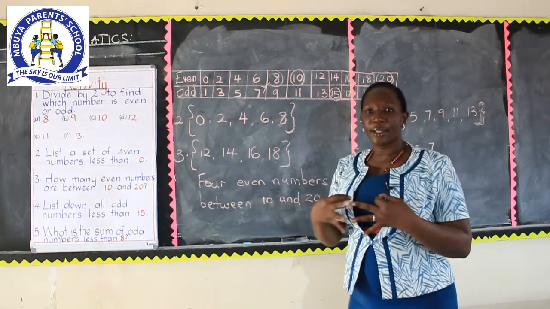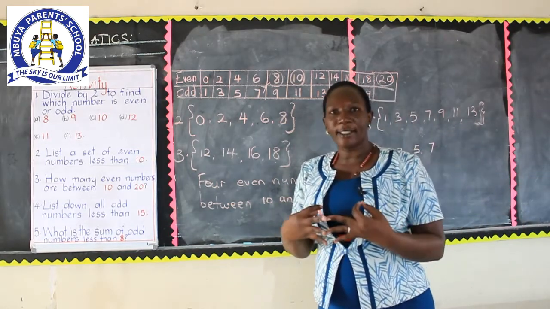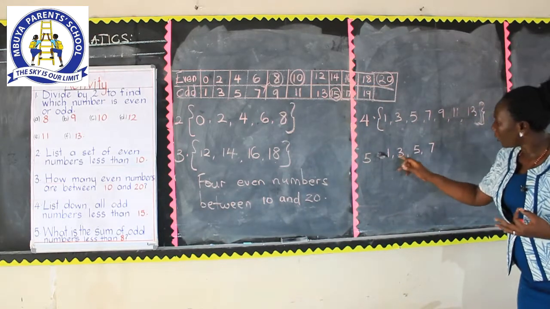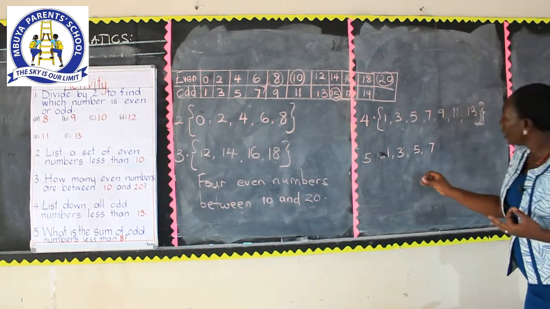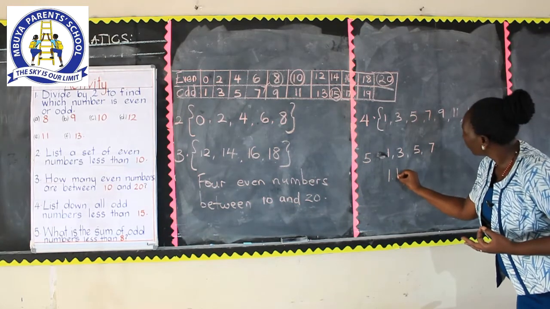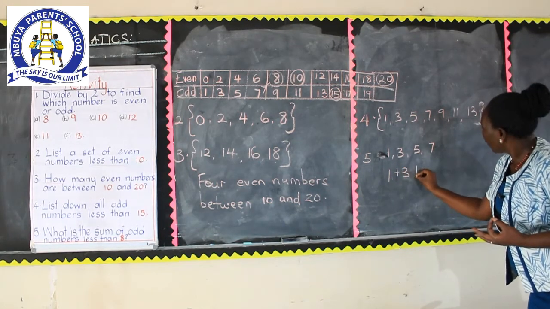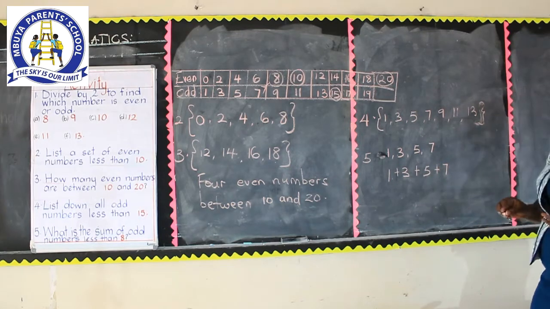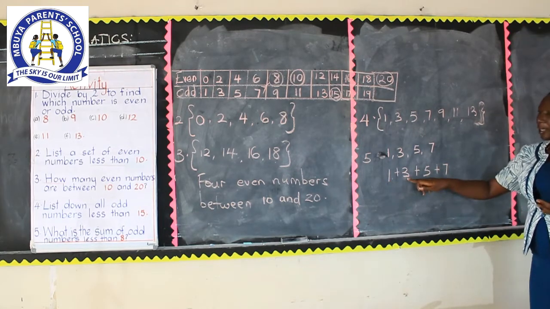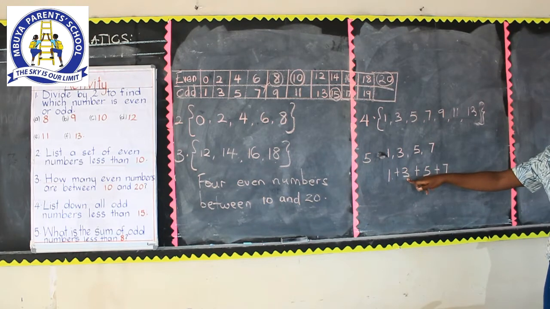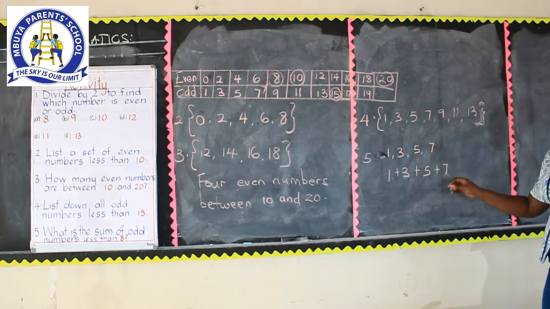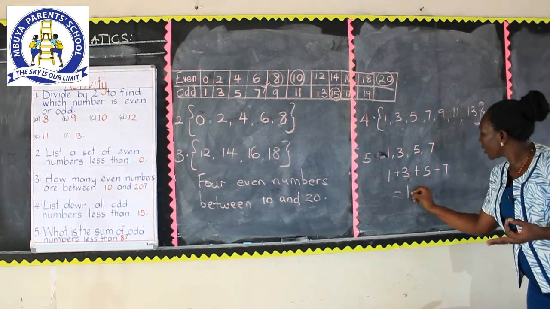Sum means you put things together. You get the total. So we shall get the sum of 1, 3, 5, and 7. So we have 1 plus 3 plus 5 plus 7. 1 plus 3, yes, 4. 4 plus 5, we have 9. And 9 plus 7, we shall come to 16.